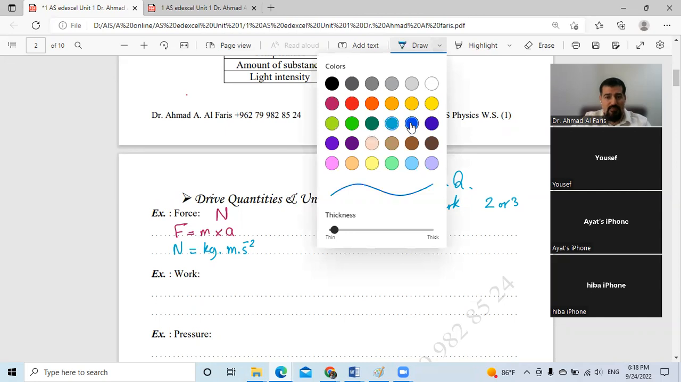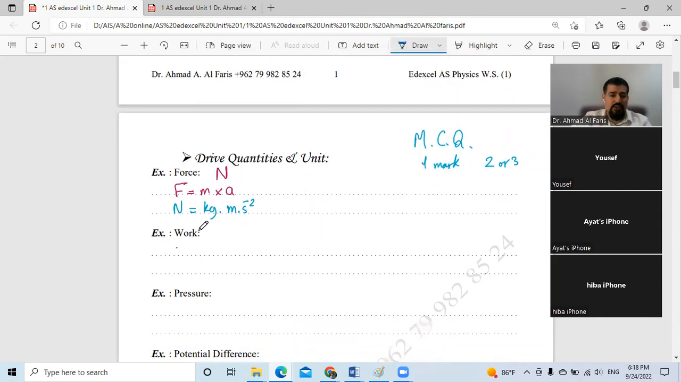Another thing like joule, the unit of work, is what, ya shabab? What's the unit of work? It is joule. Every time I talk about work and joule, yes, thank you, Noor, and Yusuf.